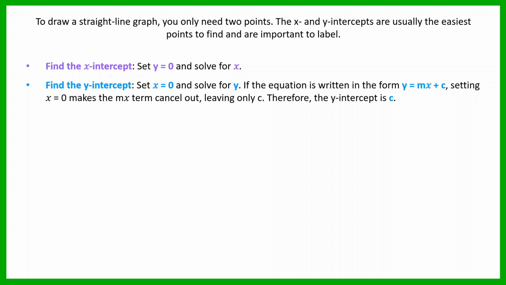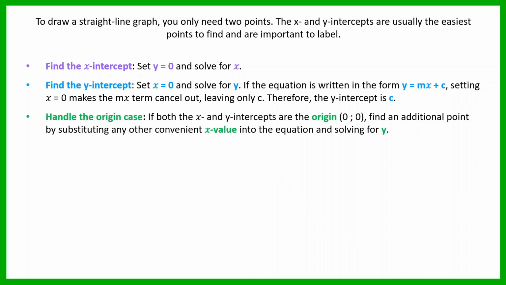Sometimes you have a graph where it goes through the origin. And when it goes through the origin, the x and y intercepts are the same point. Now remember I said you have to have 2 points when you're drawing a graph. You can't only have 1 point. So if your graph goes through the origin, and so there's actually only one intercept, then you need to find an additional point by substituting in any x value and solving for y to get an extra point, in the same way that we would when we're using the table method. Okay, so that's the origin case.